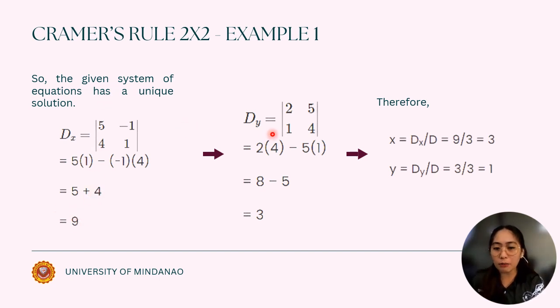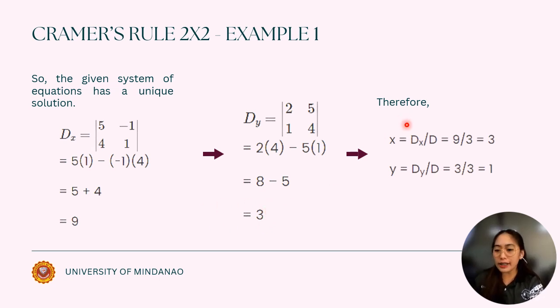For our d sub y, this will be our a and the c variables. So 2 and 1, as well as 5 and 4. We will cross multiply again. So 2 times 4 minus 5 times 1. 2 times 4 is 8, and 5 times 1 is 5. So it is minus because there is no negative in the second part of the equation. So 8 minus 5 is equal to 3. Thus, we have d sub y, which is 3.